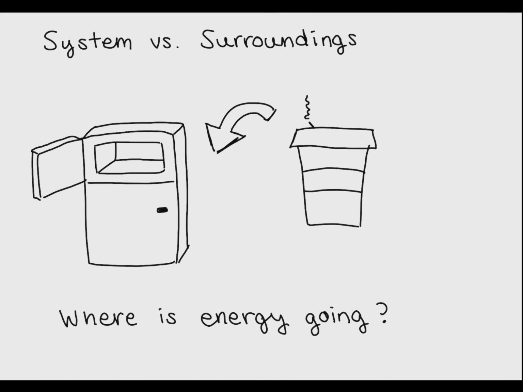Pause the video and try and guess what might be your system and what might be your surroundings. So I've designated my system as my hot coffee, which means when I put it in the cold freezer, energy in the form of heat is going to flow from my coffee into the freezer.